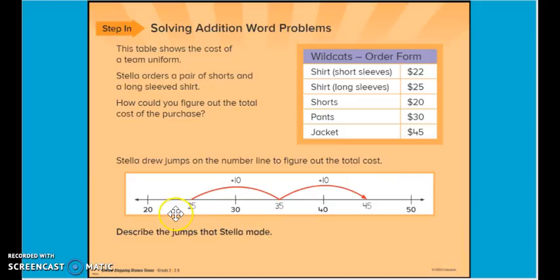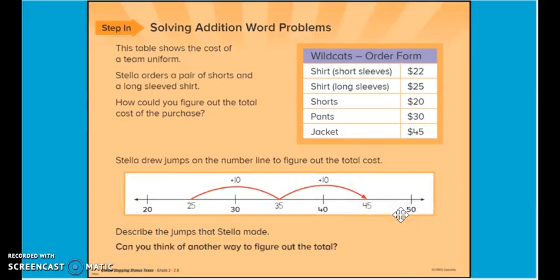It should match because you started with the larger number, 25, for the long sleeve shirt, and made two jumps of 10, because the shorts cost $20, which got you a total of $45 for both items. Can you think of another way to figure out the total? Pause so that you can describe how else you could figure out the total in your workbook.